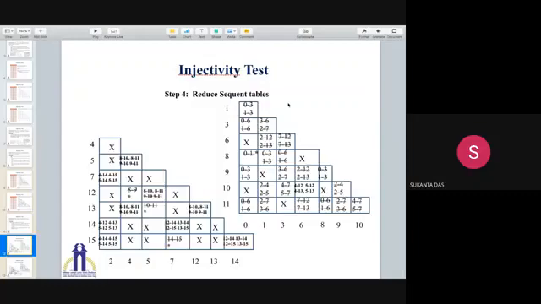It's a recursive procedure to reduce the sequence tables by crossing out the entries of the tables. Right? Crossing out means for further processing, we shall not consider these entries. Right? And remember that when we are crossing out the entries, we have to consider all the sequence tables simultaneously.